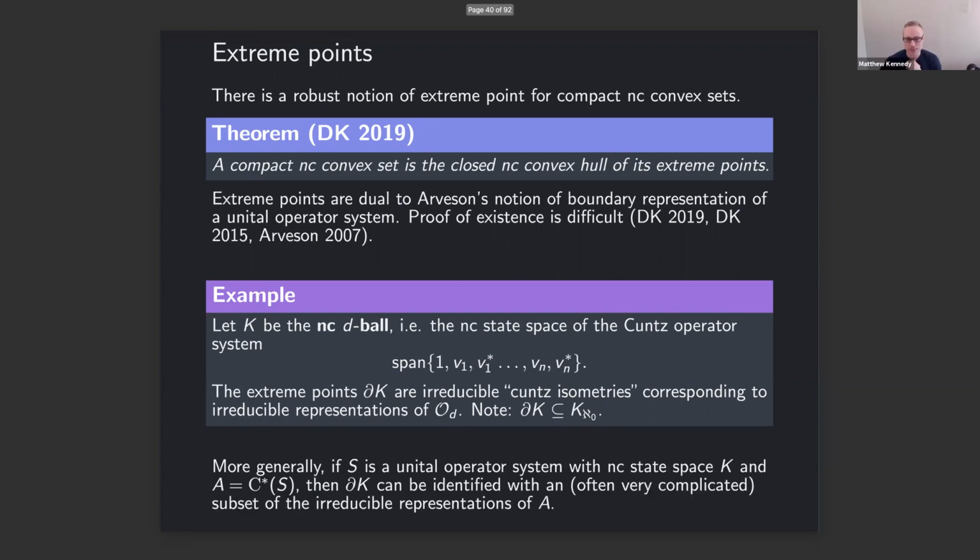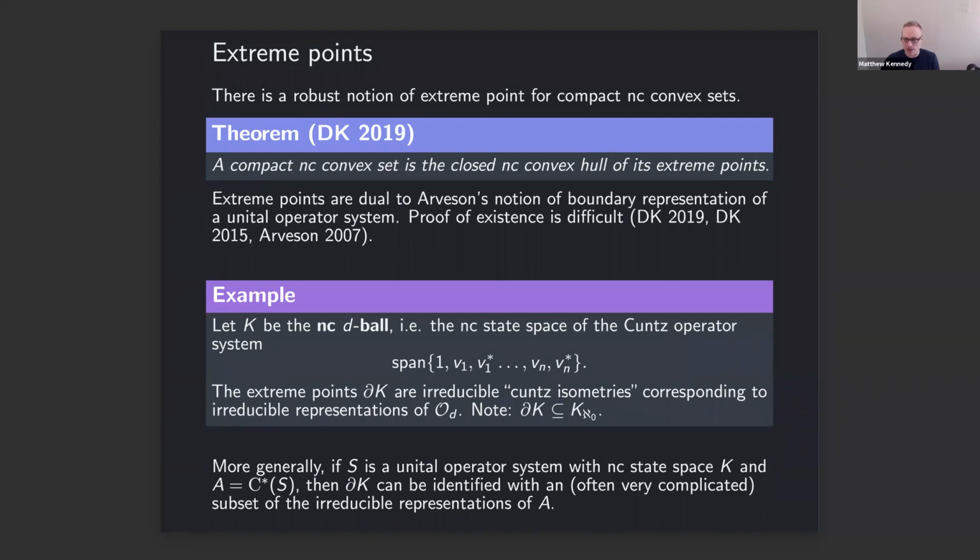More generally, for an arbitrary operator system A with NC state space K, the set of extreme points of K can be identified with a subset of the space of irreducible representations of the C-star algebra generated by A. Most of the time, in fact, it's not a nice subset. They're typically never equal to the entire space of irreducible representations. Typically, it's a very complicated subset of irreducible representations.